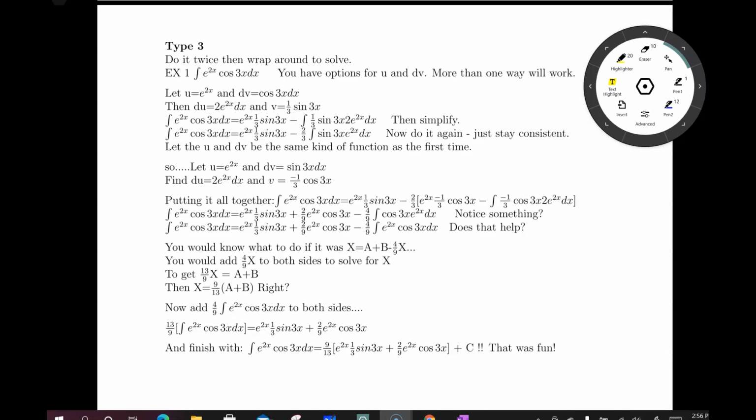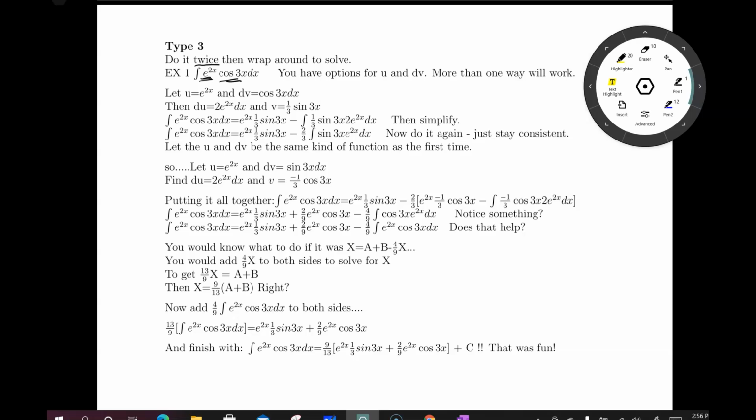Okay, we're still in integration by parts, and now we've got what I'm going to call type 3. We're going to be doing integration by parts twice, and then we'll be doing something that I'll call wrap it around. Okay, so here I've got an e and a cosine. This differs from type 1, which had an x and a cosine, or an x and an e.